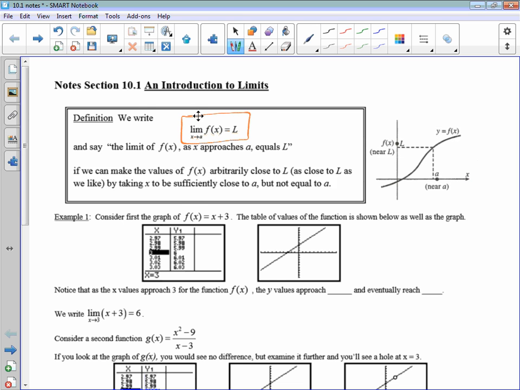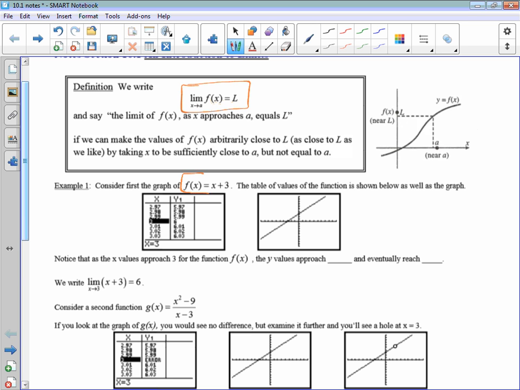So if we come down here to this first example, this is my function, this is the table of values, and this is the graph of that function. If I'm looking for the limit as x approaches 3, you can either look at the table, what are your y values approaching? Look at the graph, what are your y values approaching as x gets close to 3? What do you guys see? 6, and it eventually reaches 6 also, right? So those are both 6.